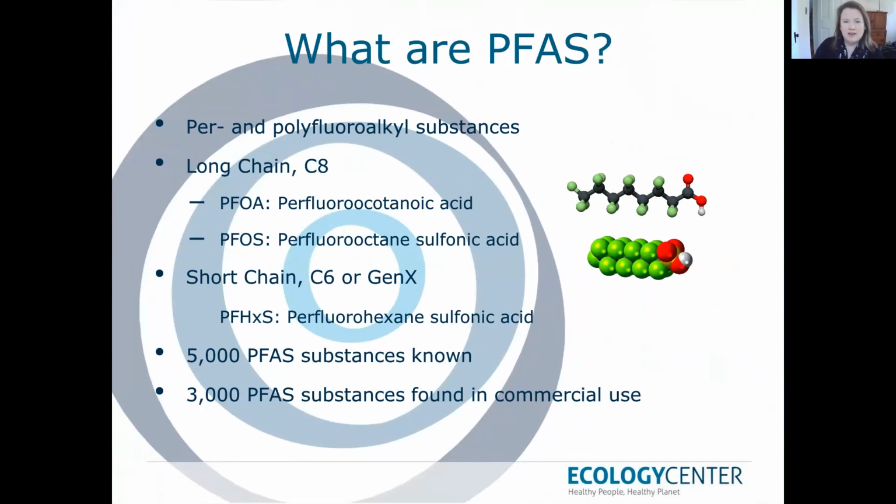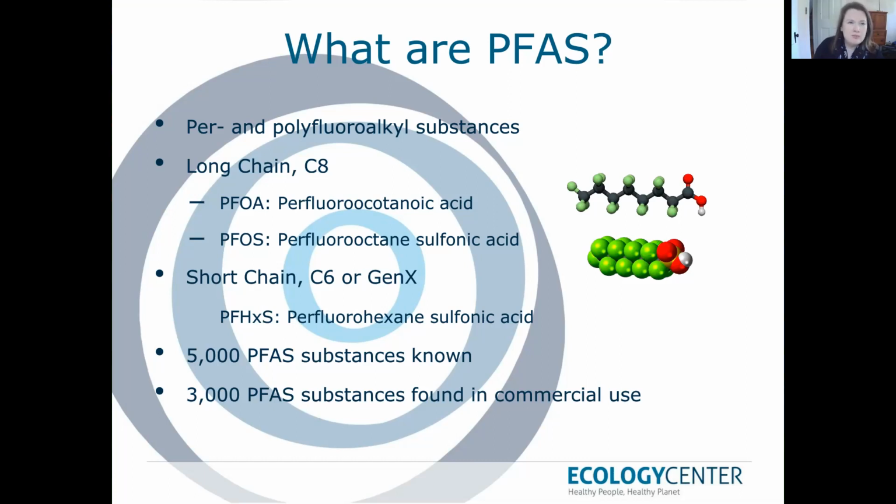So I want to talk a little bit about what PFAS are, and then we'll go back to other things that might be in our home. Again, these are the chemicals that are found in our drinking water, like per- and polyfluoroalkyl substances. I have a map later on where you can see many of the different places where contamination has been found in the state of Michigan.